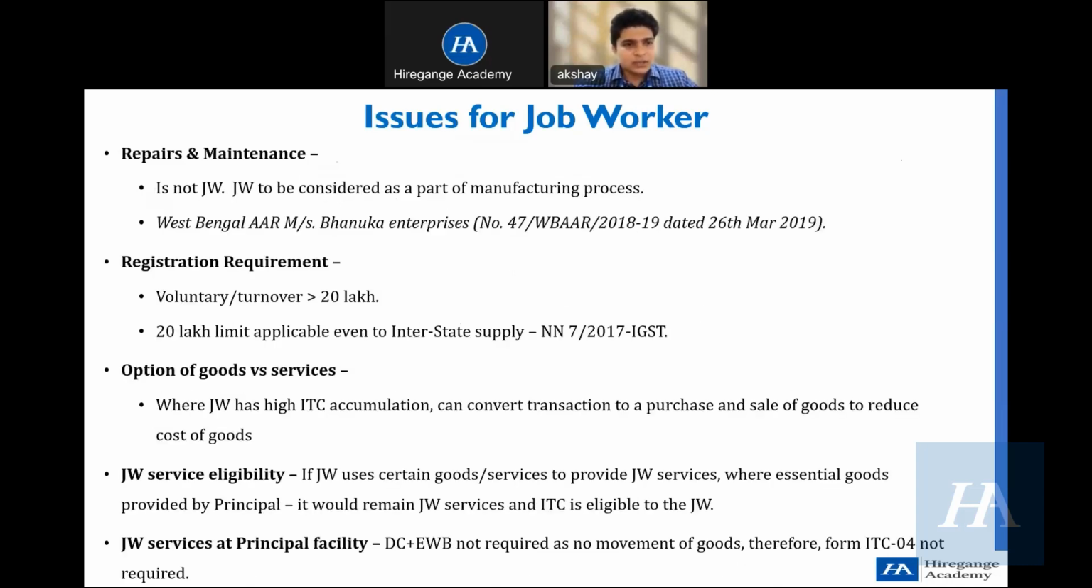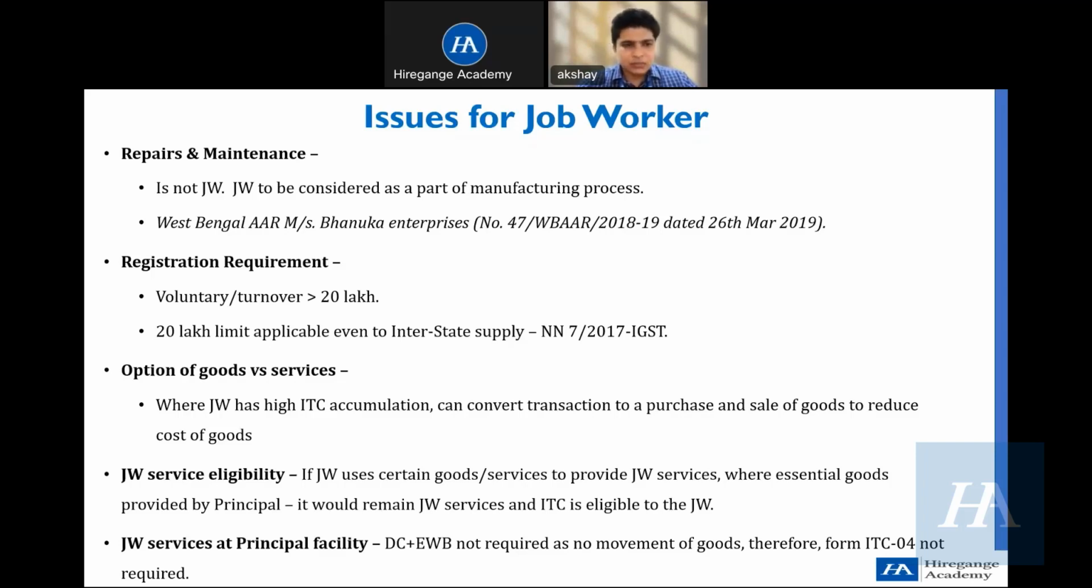Coming to repairs and maintenance, whether this is job work is a very common question which is asked. First and foremost, no, it is not job work. Job work is generally considered to be a part of the manufacturing process. If the entire manufacturing activity is outsourced, then it may become contract manufacturing, which is also not covered under job work. For repairs and maintenance, there is an advance ruling in relation to Bhanuka Enterprises. Please note all advance rulings are not binding on other taxpayers. It is binding only on the person who has obtained the advance ruling and his jurisdictional officer. But you can understand the difference between repairs and maintenance and job work through this advance ruling.